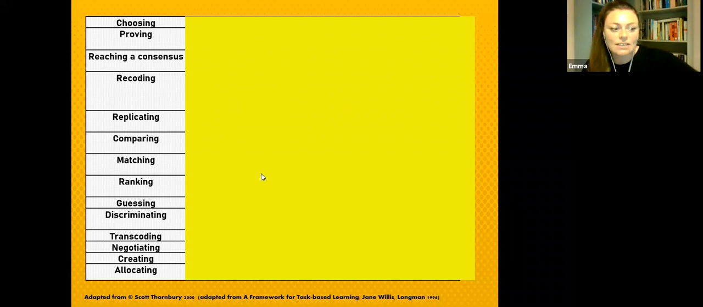But they're things that we can include in our task design when we design a productive task that can help build authenticity, because these are things that have quite strong communicative function in them. And we do them often together with other people. Some of them are more pedagogically bound, I think, like matching, maybe. And some of them are more like real world, like choosing or reaching a consensus. But they all have very strong communicative value.